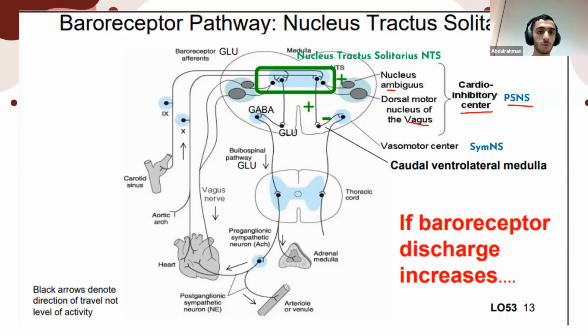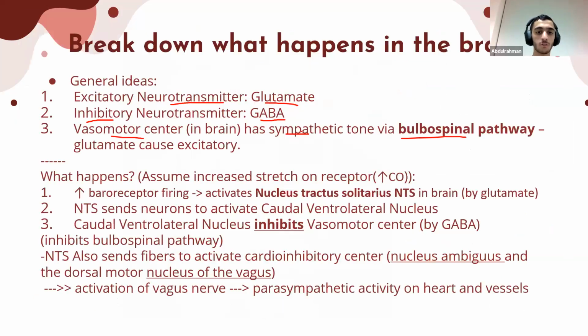If we have too much blood pressure, we activate the nucleus tractus solitarius in order to inhibit the sympathetic, and to activate the caudal ventrolateral nucleus in order to inhibit the vasomotor center. So we inhibit the sympathetic and we activate the parasympathetic through the cardioinhibitory center. Is it clear?